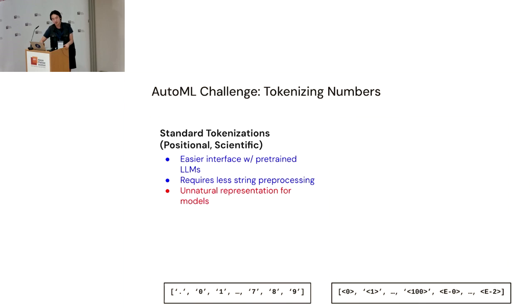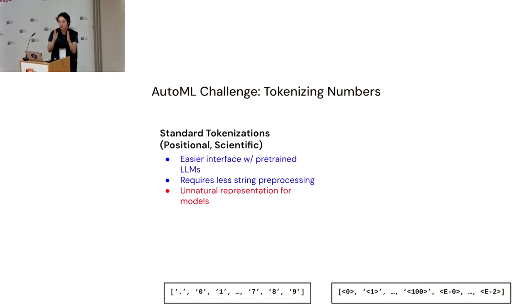But sometimes, as people have seen in previous papers, this is somewhat of an unnatural representation for models. Because, for instance, with positional encodings of floating point numbers, you don't know when they end, right? You're going to force the model, when it tries to output the floating point number, to figure out for itself when to stop.